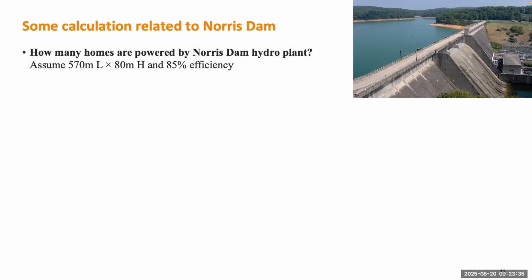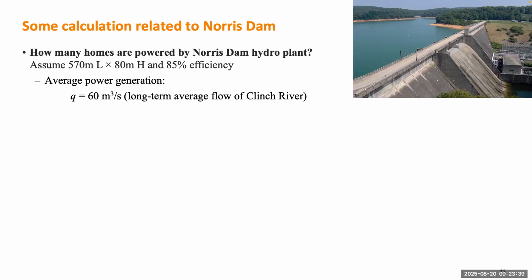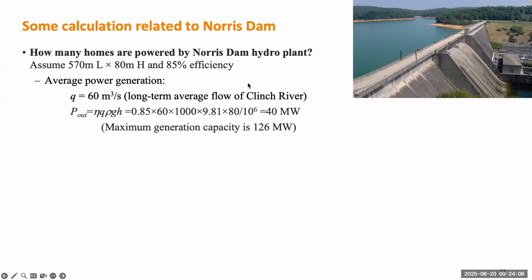Efficiency, let's put like 85%. The average power generation, I searched for the data about the Clinch River flowing through this dam. The average discharge is about 60 cubic meters per second. In the rain season, that number can reach maybe about 200, like 3 times this average value. We can use this one as the Q. Then we can plug in everything to the formula.